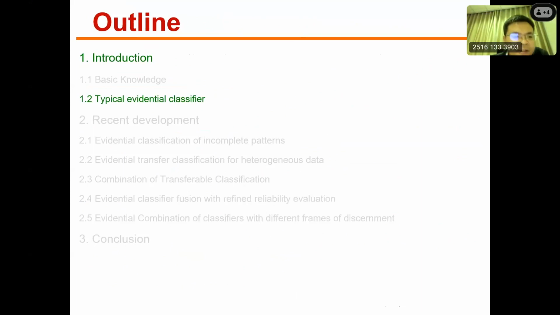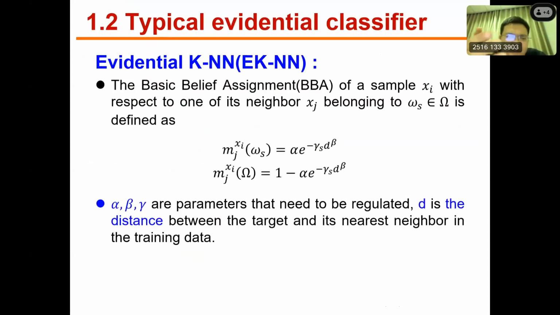Okay, I will introduce some typical evidential classification. The first one, which is very well known, is the evidential k-nearest neighbors. This was proposed by Professor Denœux almost 30 years ago. It is very simple, but very effective in many cases.